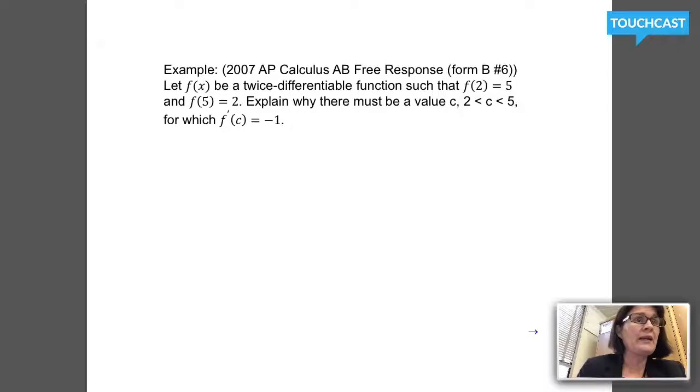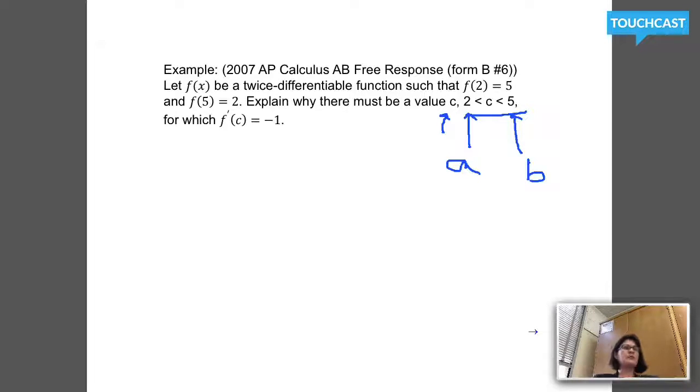So can you see already, they've even used the same letters that we sort of memorize in the theorem. C is some value. It needs to be between A and B. So this is our hint right away that A is going to be 2 in this problem and B is 5. And we're going to be asked to prove that there's some place where f prime of C equals something. In this case, we've been told we need f prime of C to equal -1. This is easier than it looks.